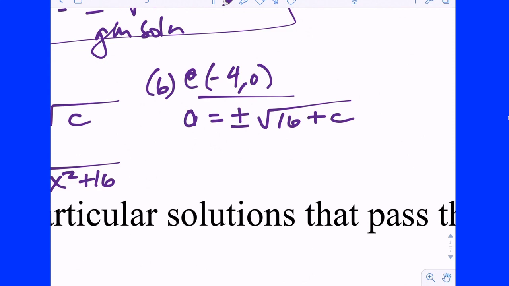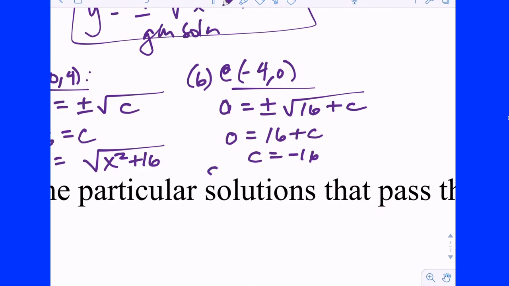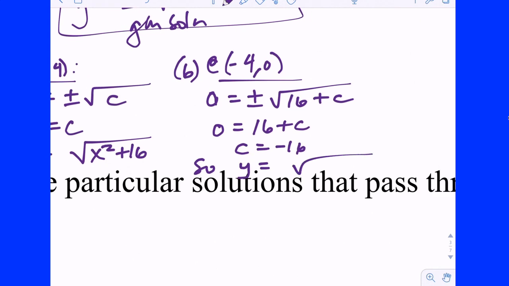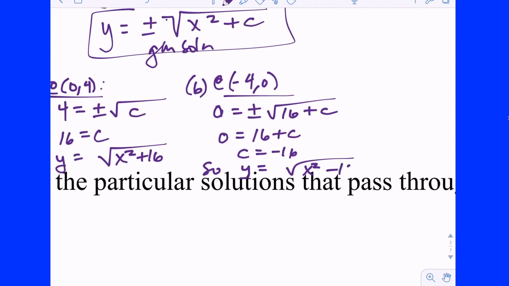If I square both sides, I get 0 equals 16 plus c. So c would equal negative 16. So y would equal plus or minus the square root of, going back to the general form, x squared minus 16.